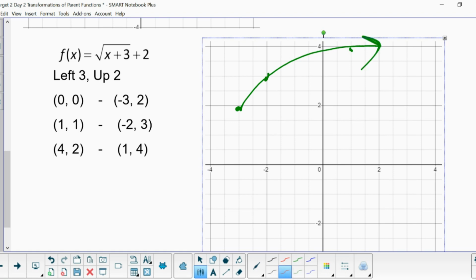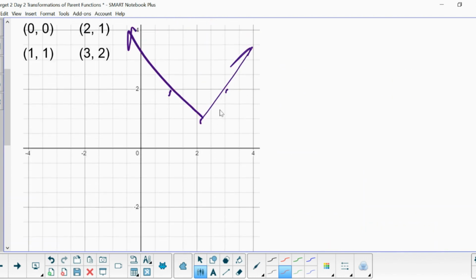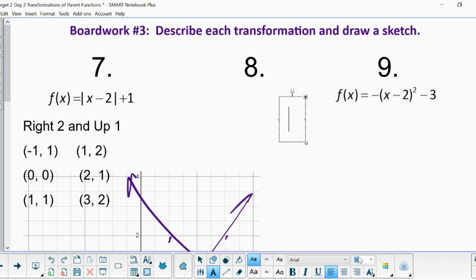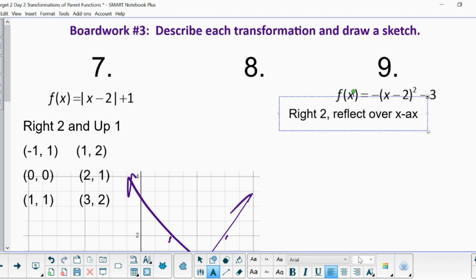But again, you can start at its original points if you like, and take each of those 3 points and move them left 3 up 2 if that's easier for you to do, whatever works for you. All right, this is a little bit of a trickier one here because it actually has 3 things going on at once. So this one, you're going to go right 2, then you're going to reflect over the x-axis from that negative out front, and then go down 3, and you need to do it in that order.